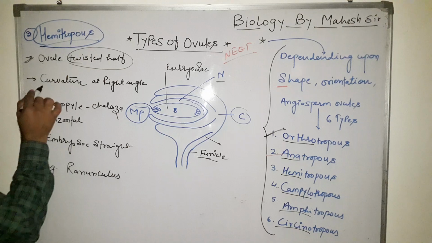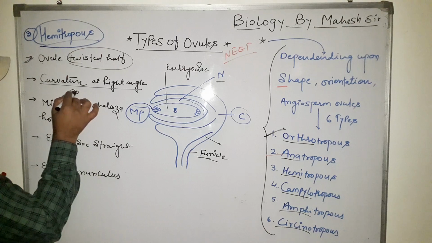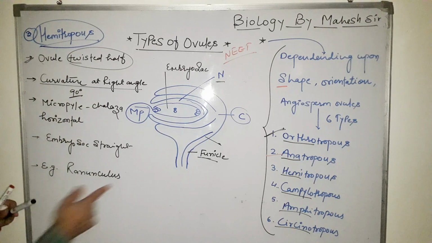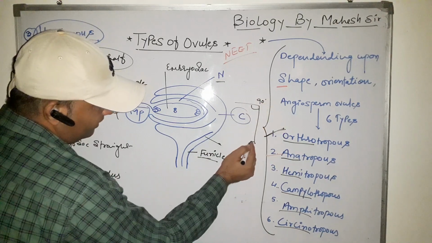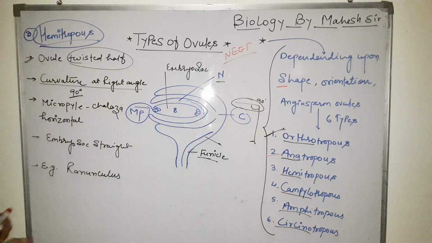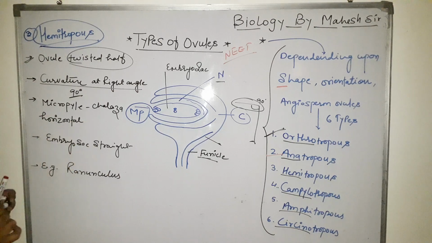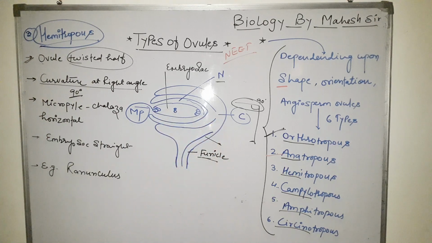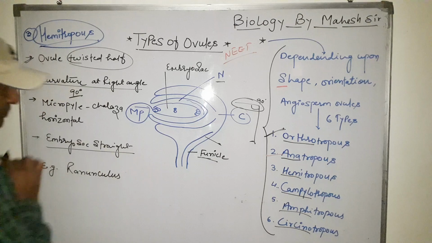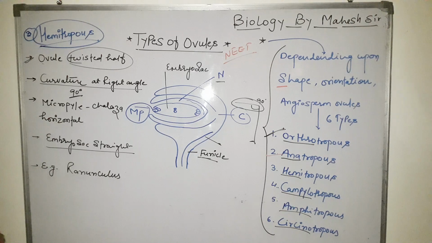Second, the curvature is at right angle with the funicle. That means it is a 90-degree curvature with the funicle. Here is the funicle and here is the complete ovule. The micropyle and chalaza are in the horizontal. Next, the embryo sac is straight, in a straight form, with no twisting in the embryo sac. So this is the explanation of the hemitropous type ovule.